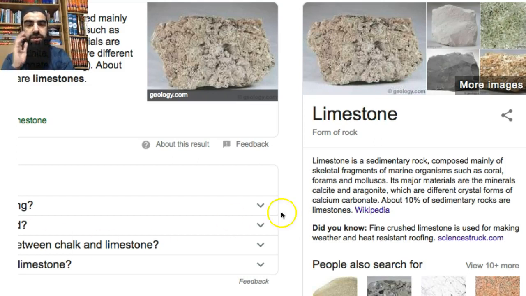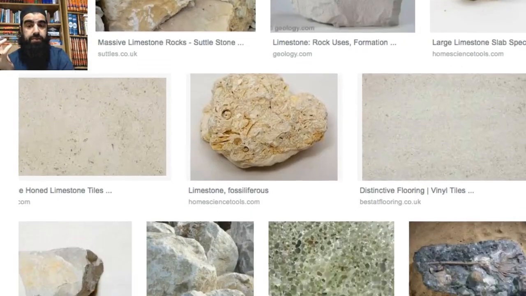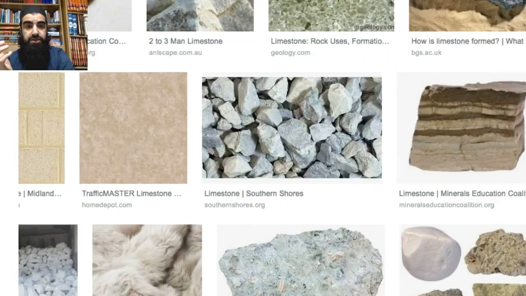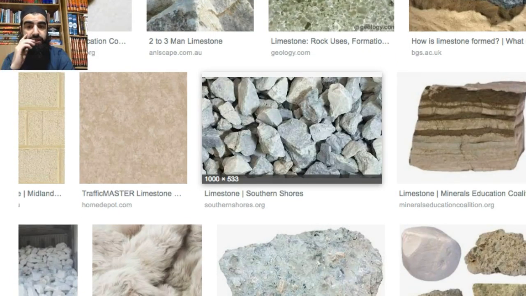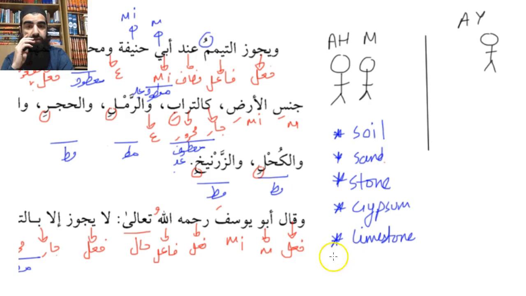So limestone is something that can be used, and these are different forms of limestone, and in many cases it's actually found powdered as well. Right, so these are some images of limestone. That's a hard form of it, and then you get some soft forms of it as well.